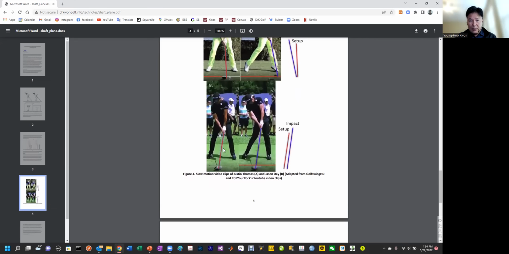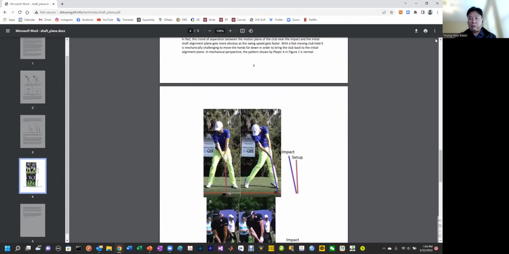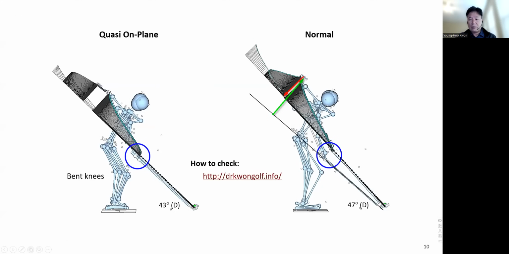This is Jason Day, again setup versus impact. Again, the line at impact is a lot longer, which means the club is moving along a steeper swing plane. So you can easily see whether your club is coming back to the initial alignment or taking a much steeper swing plane by using the front view. You can apply this method to any golfer you like and test it. Then you will see that the actual swing plane is formed a lot steeper than the initial shaft alignment.